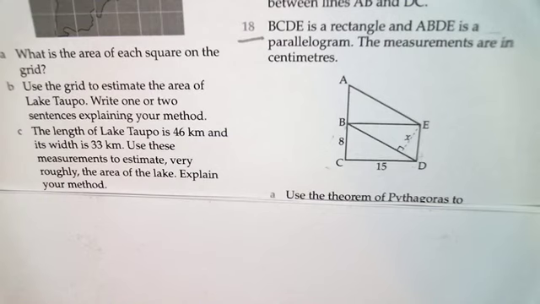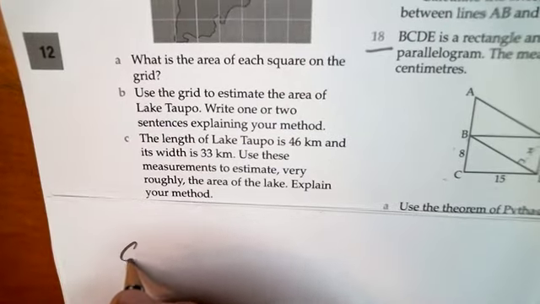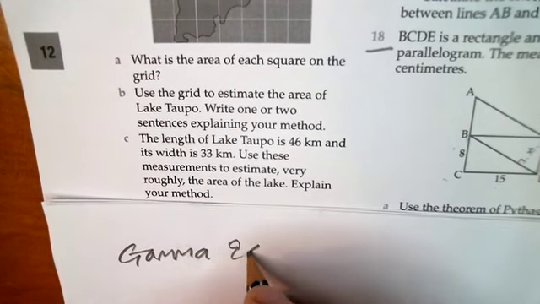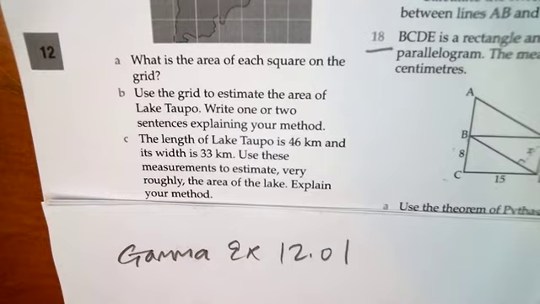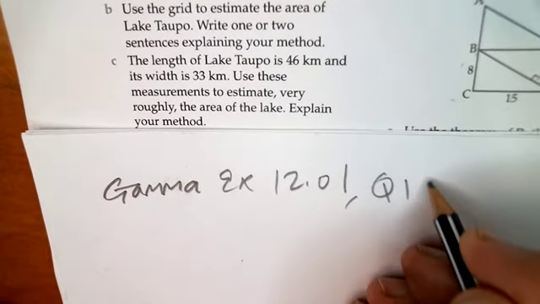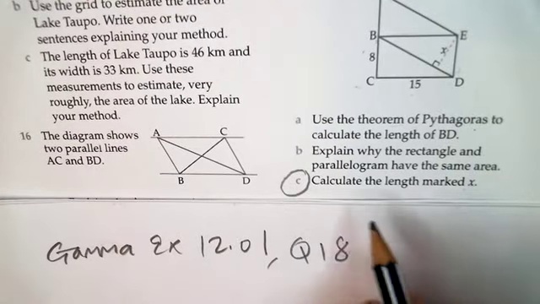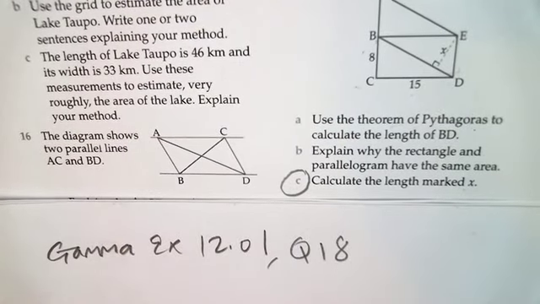Let's take a look at Gamma. That's the textbook we're using. It's a Year 11 textbook, exercise 12.01. And we're going to do question 18, and we're doing question 18c. I'll put a circle around it. Calculate the length marked x.